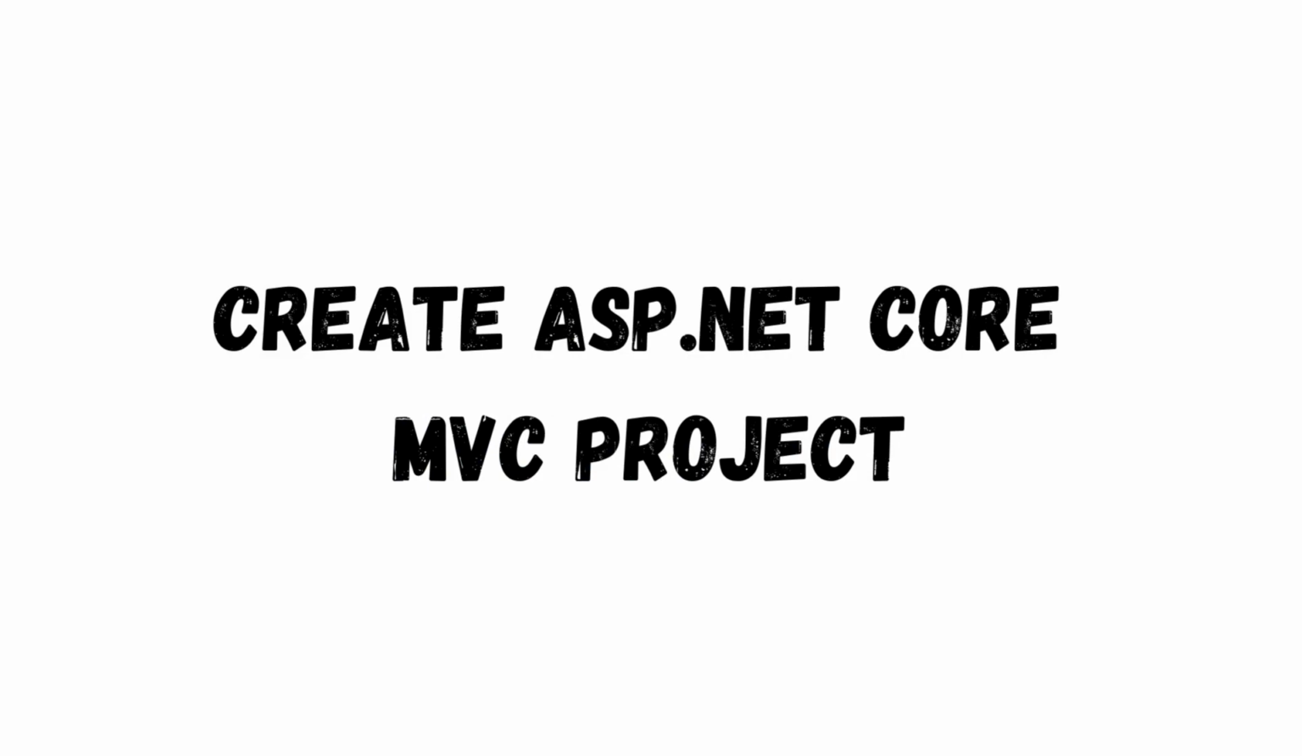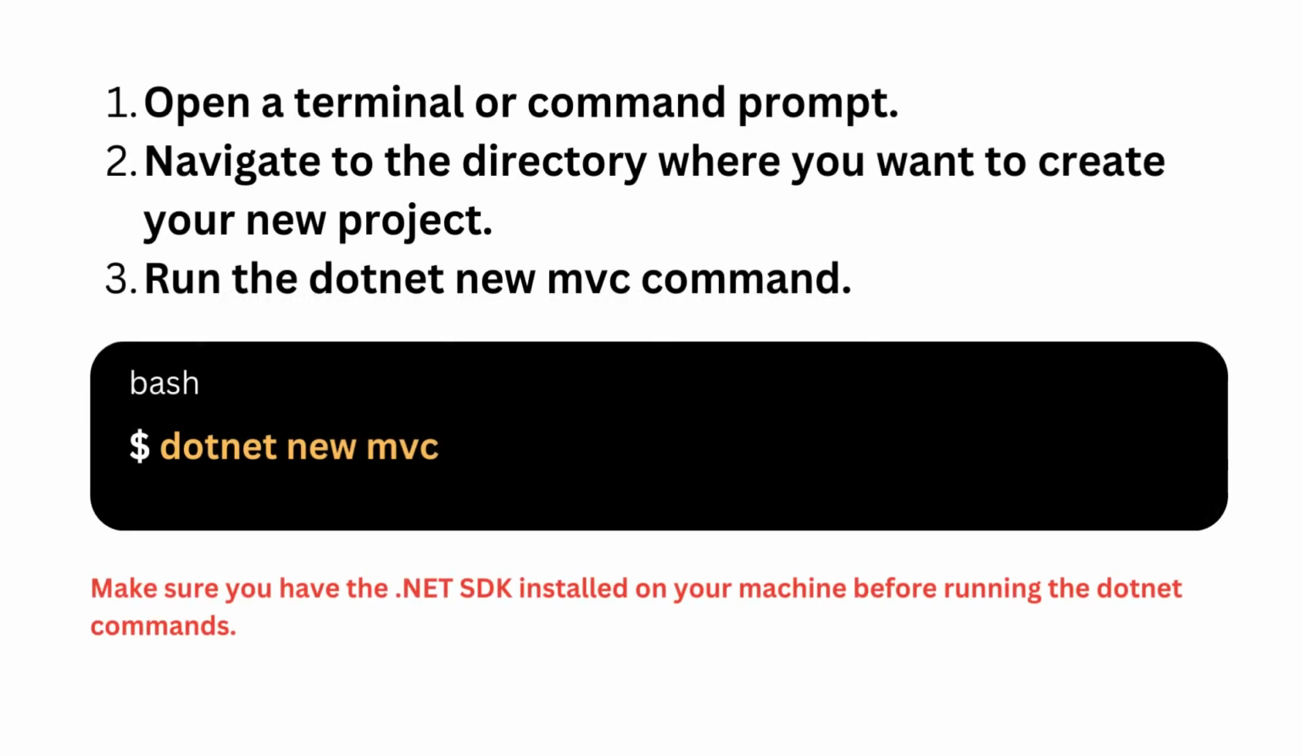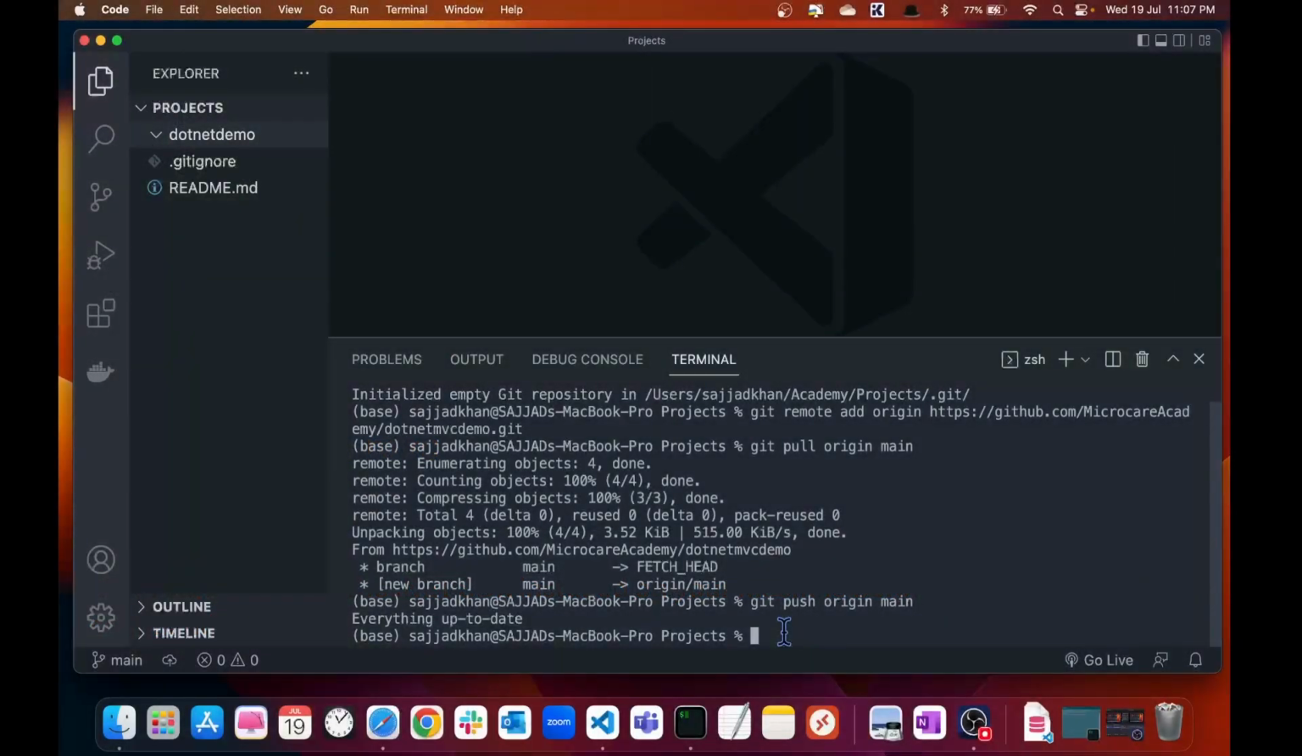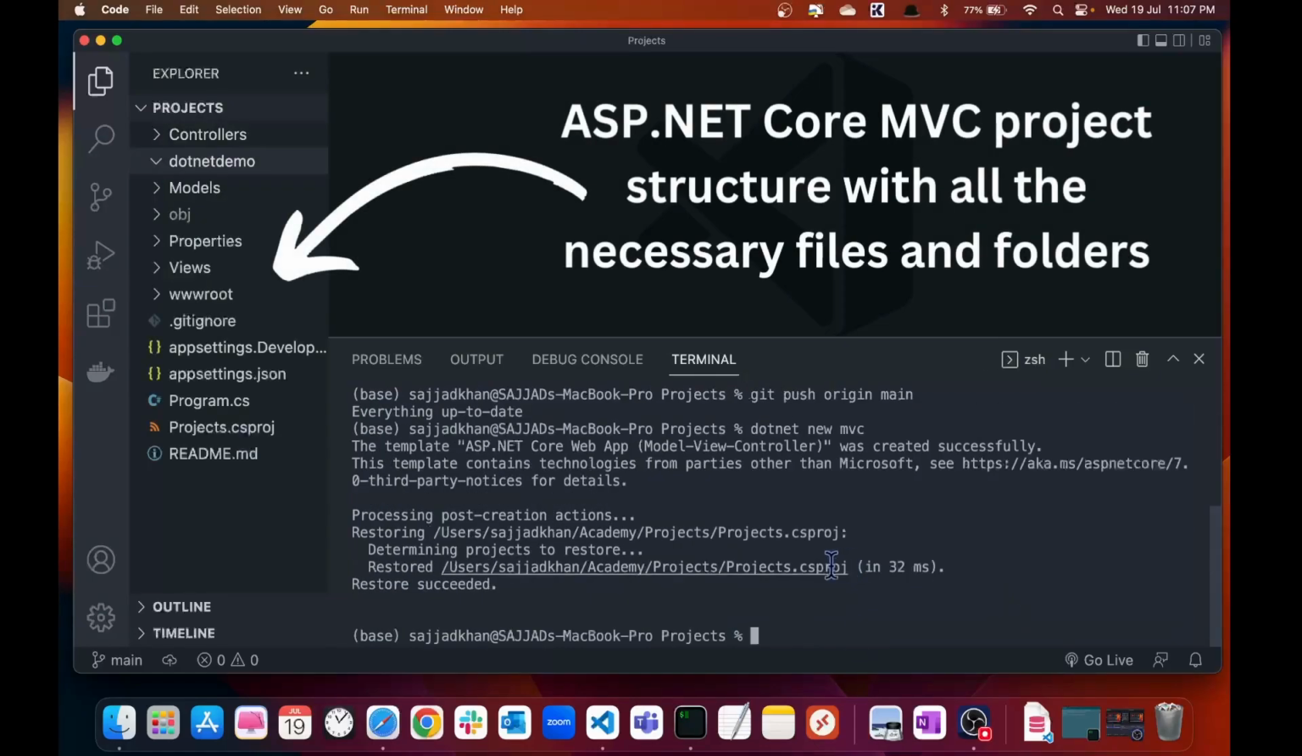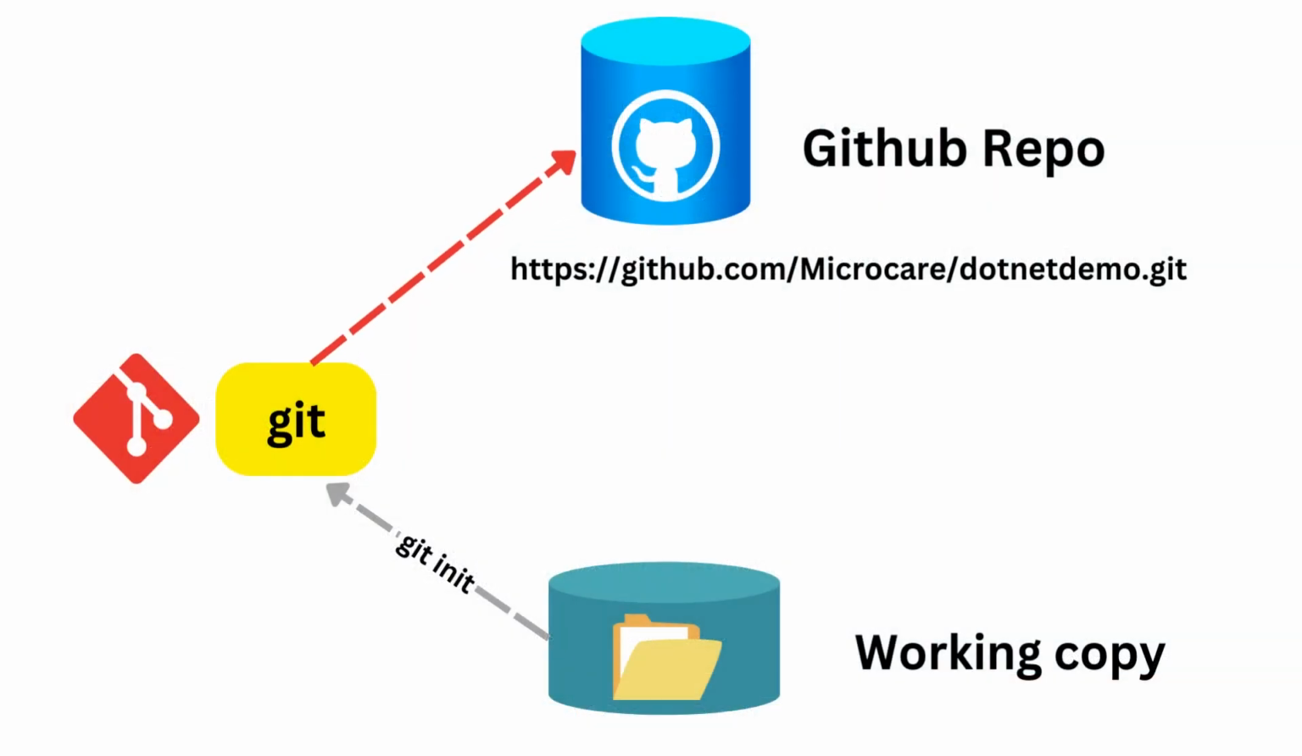I will create an ASP.NET Core MVC application using Visual Studio Code by running the command dotnet new mvc. It will create an ASP.NET Core MVC application and all the default files will be loaded in the local working directory. Alright, now we need to push all these files to the remote repository.